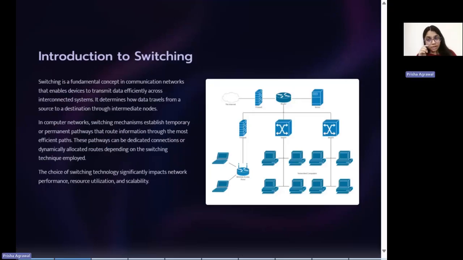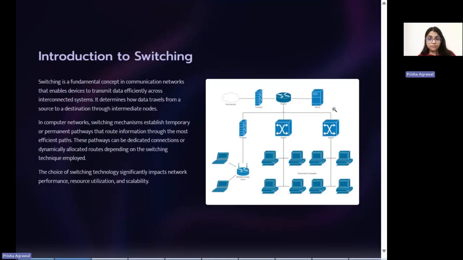Switching mechanisms create communication pathways that guide the movement of data through the network. These pathways may be either dedicated pathways, where a specific route is reserved before communication begins, or dynamic pathways, where the route may change depending on the network traffic conditions. The switching technique used in the network has a significant impact on several performance factors such as network efficiency, transmission speed, bandwidth utilization, scalability of the network, and reliability of the communication.